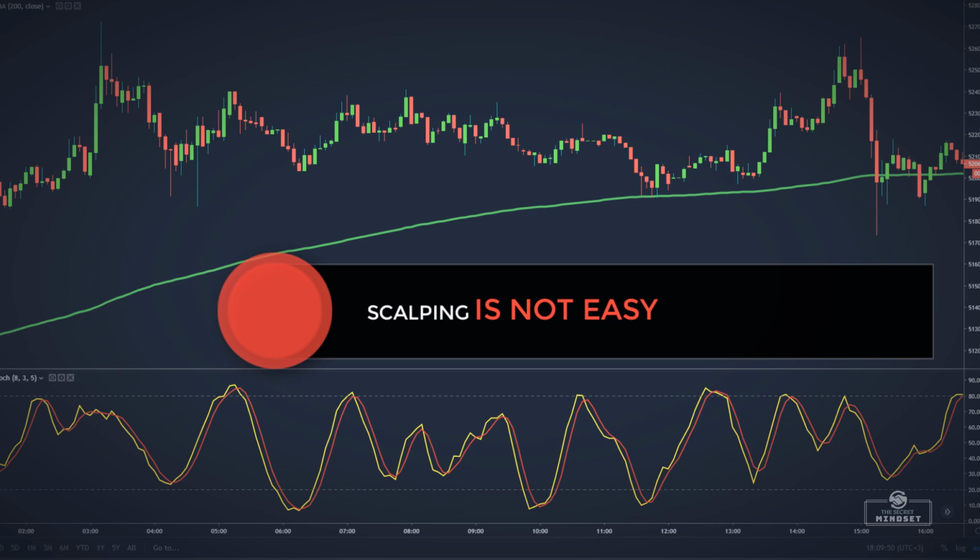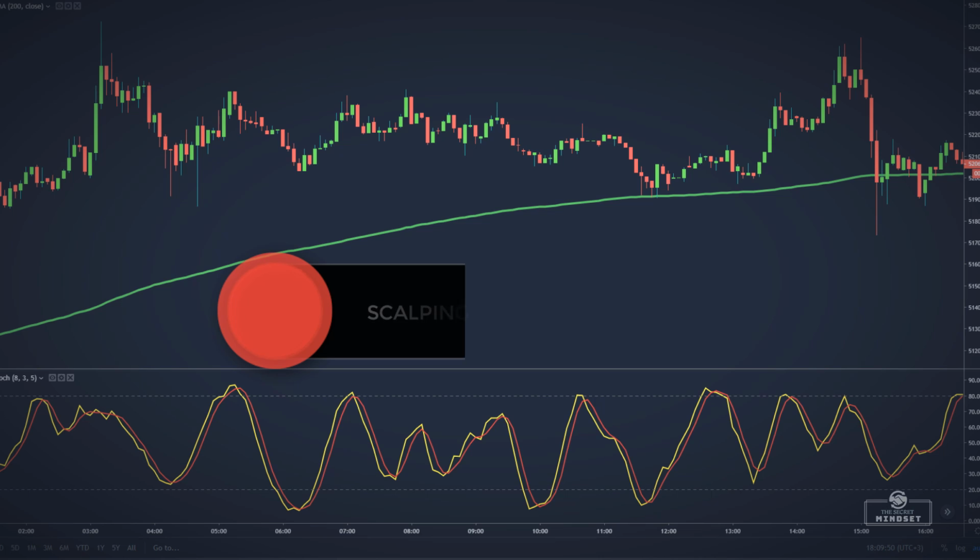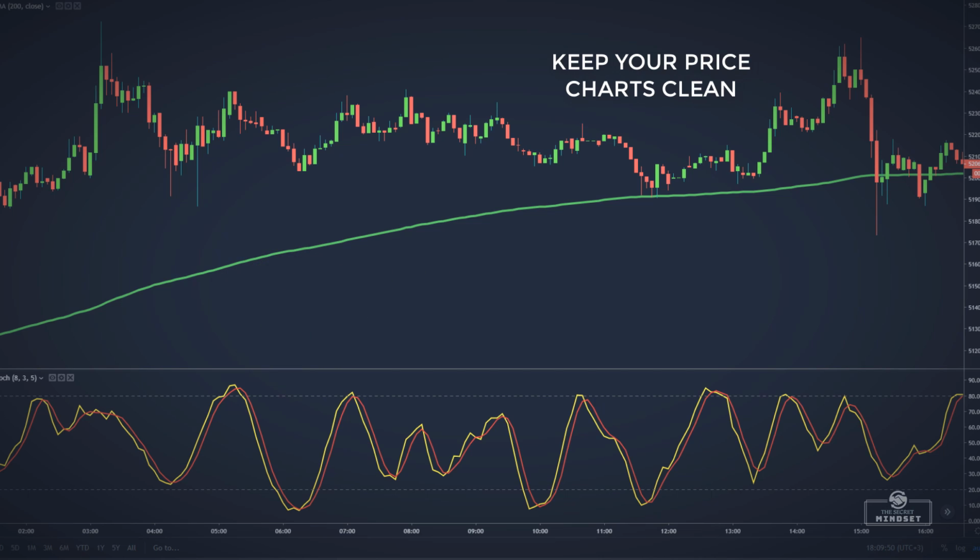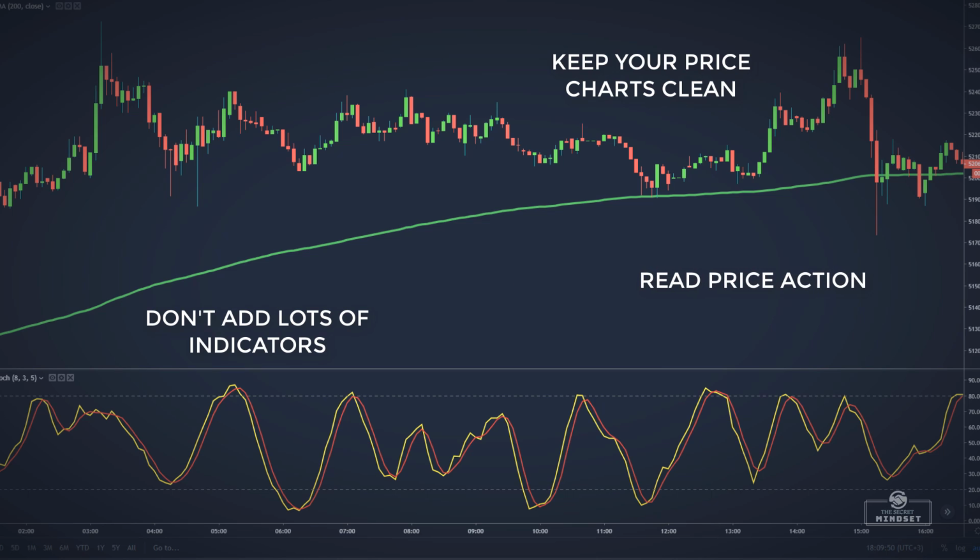If you want to make money from scalping, it's imperative to have a disciplined approach to trading. Keep your price charts clean without plotting a lot of indicators, and focus also on reading and understanding the price in order to increase your chances to scalp the right way.